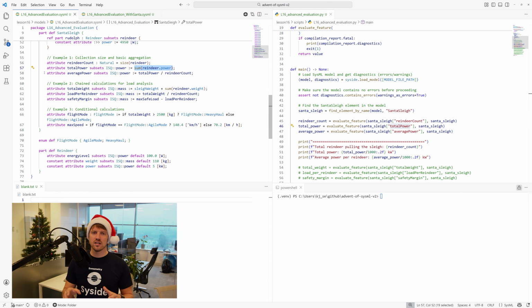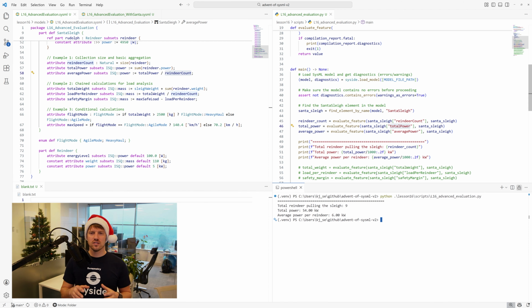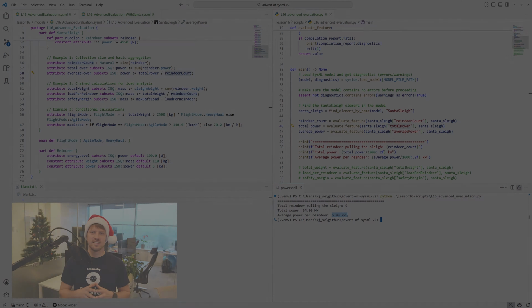Lastly, on line 58, the average power calculation expression is specified using the results of the previous two calculations. Automator resolves these dependencies automatically. Reindeer count gives us 9, total power gives us 54,000 watts, average power gives us 6,000 watts.